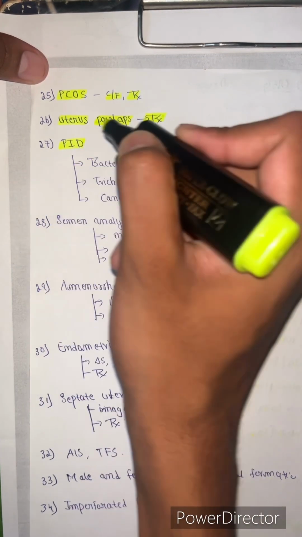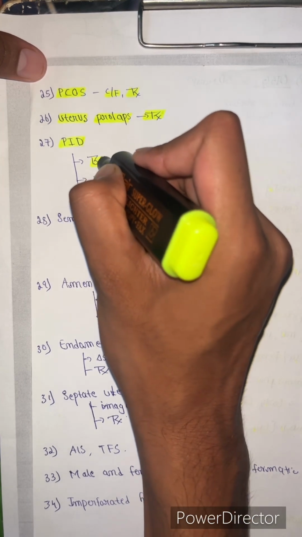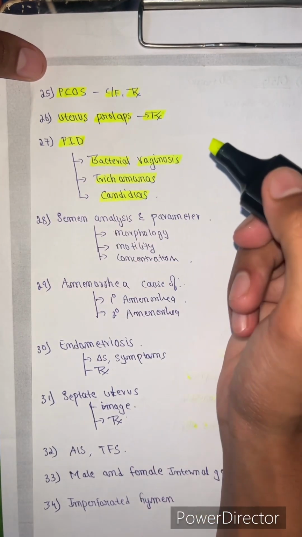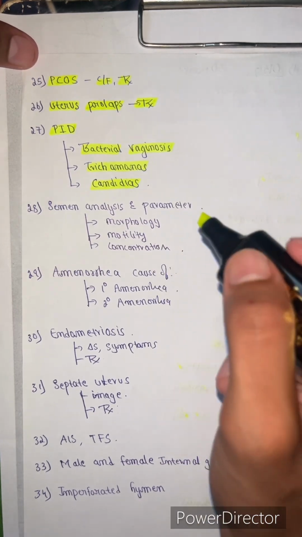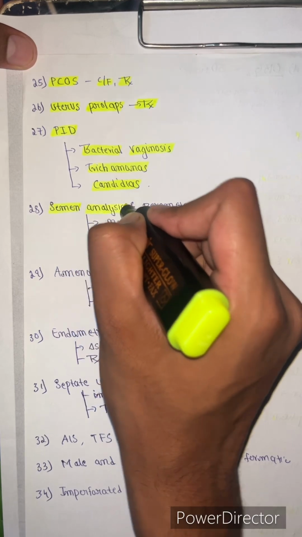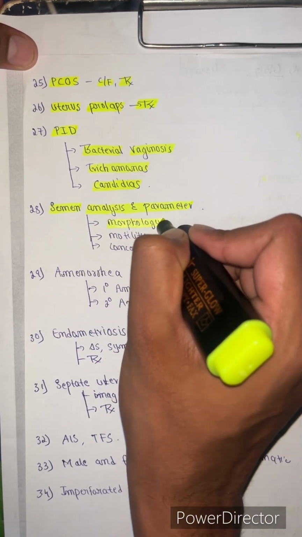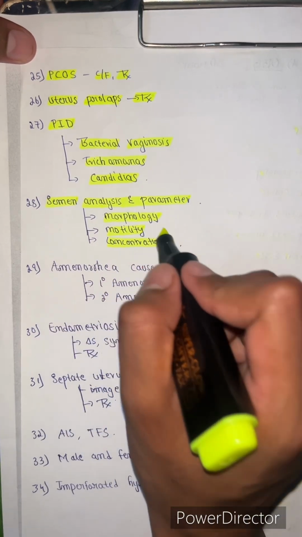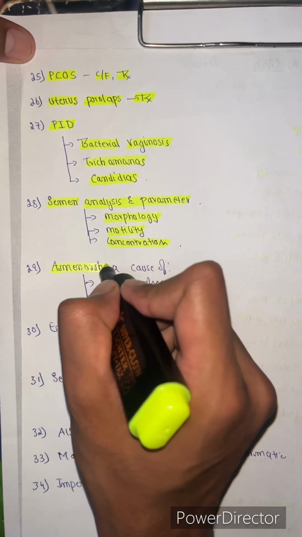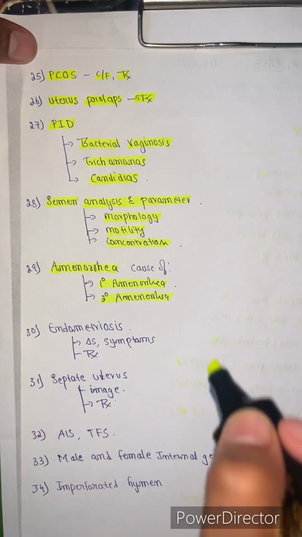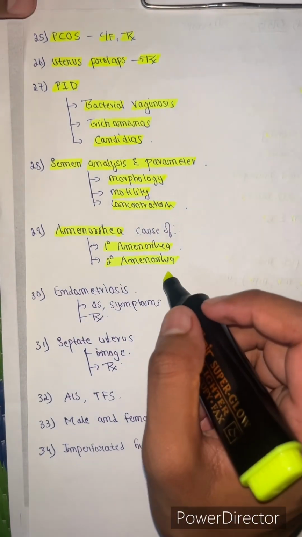Now we have pelvic inflammatory disease, where you should know about bacterial vaginosis. We have trichomoniasis, candidiasis. You should know them very well. This is also extremely important. We can definitely expect a question from this PID. Then we have semen analysis and its parameters like morphology, motility, concentration, which is again extremely important. You should know this very well. Next we have amenorrhea. What are the causes of primary amenorrhea? Causes of secondary amenorrhea are also very important. You should never miss this.